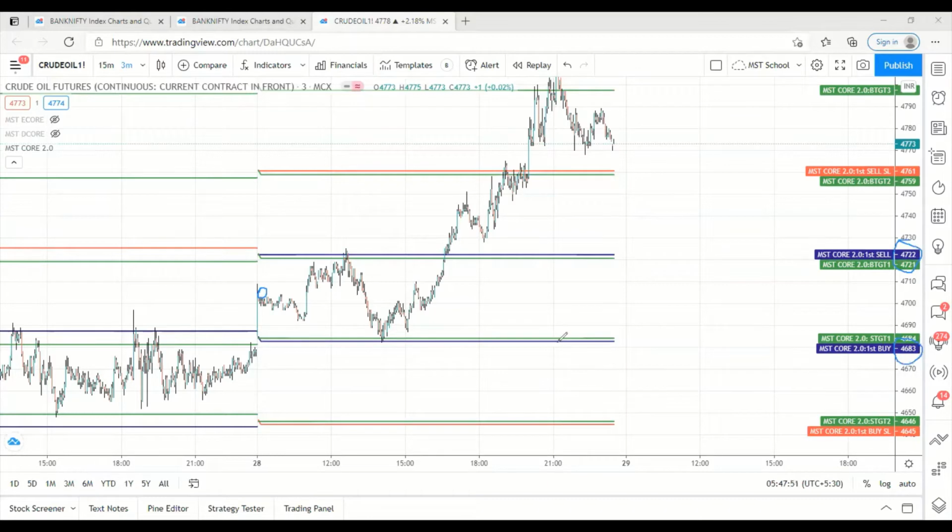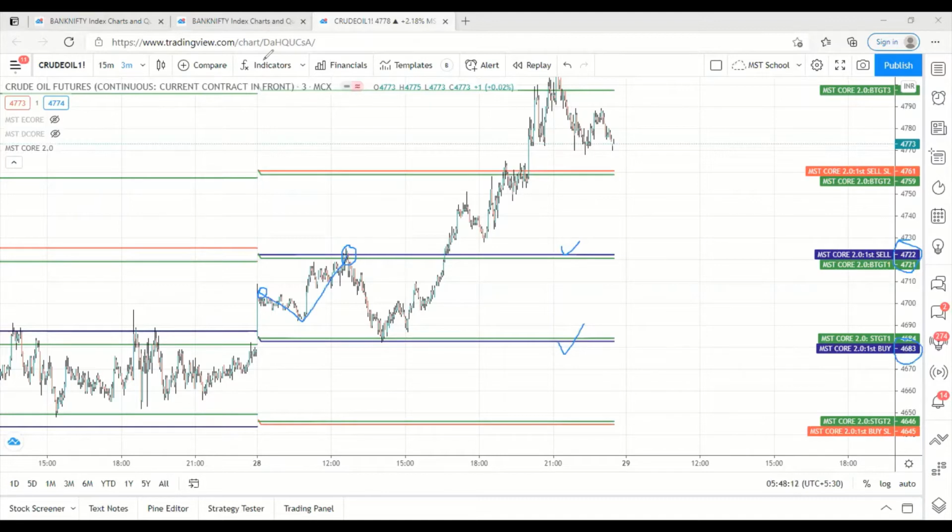So the bottom blue line is our buy entry. The top blue line is our sell entry. So what happened in the morning? It came down to some extent, then it reached our sell entry. So now the sell has been activated. The high made was 4725 and our entry was at 4722.